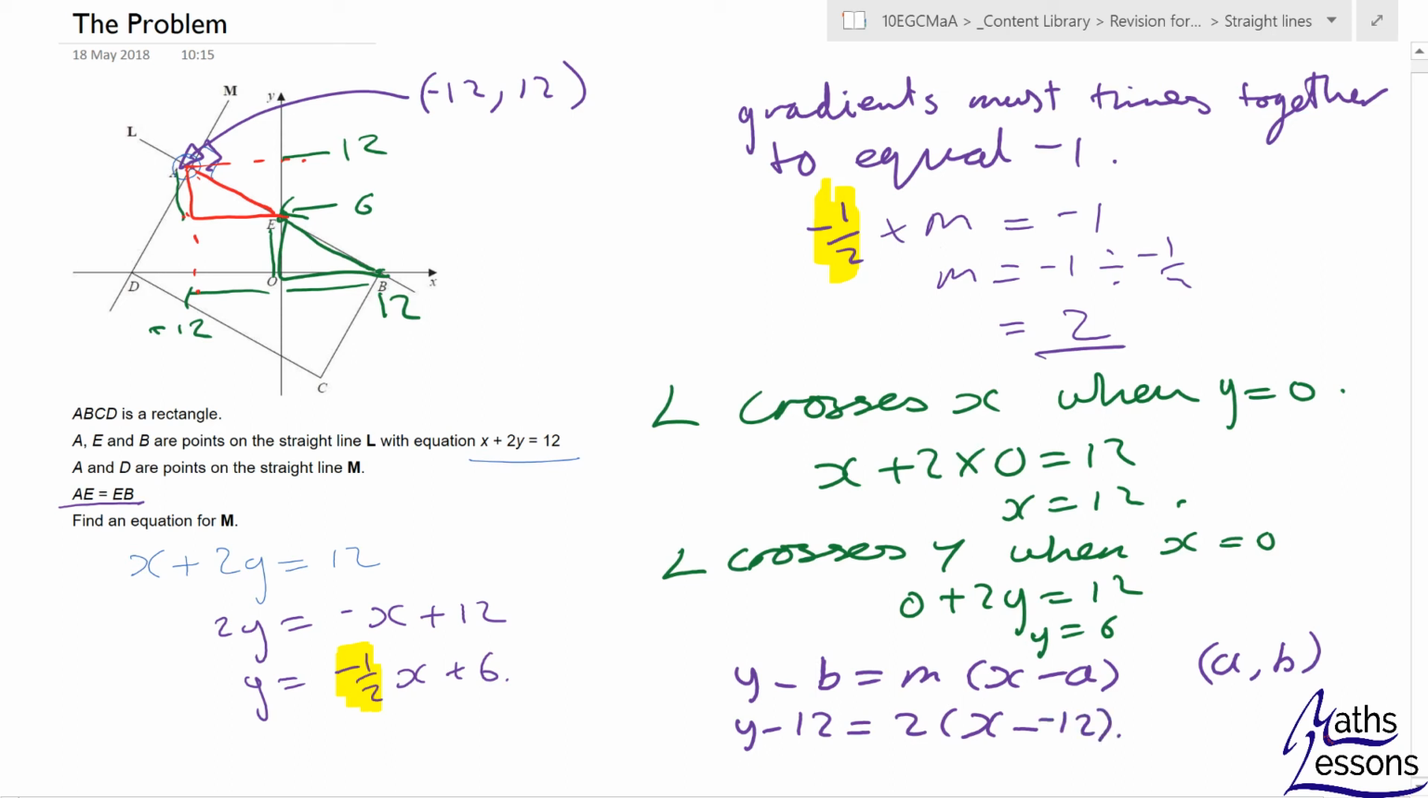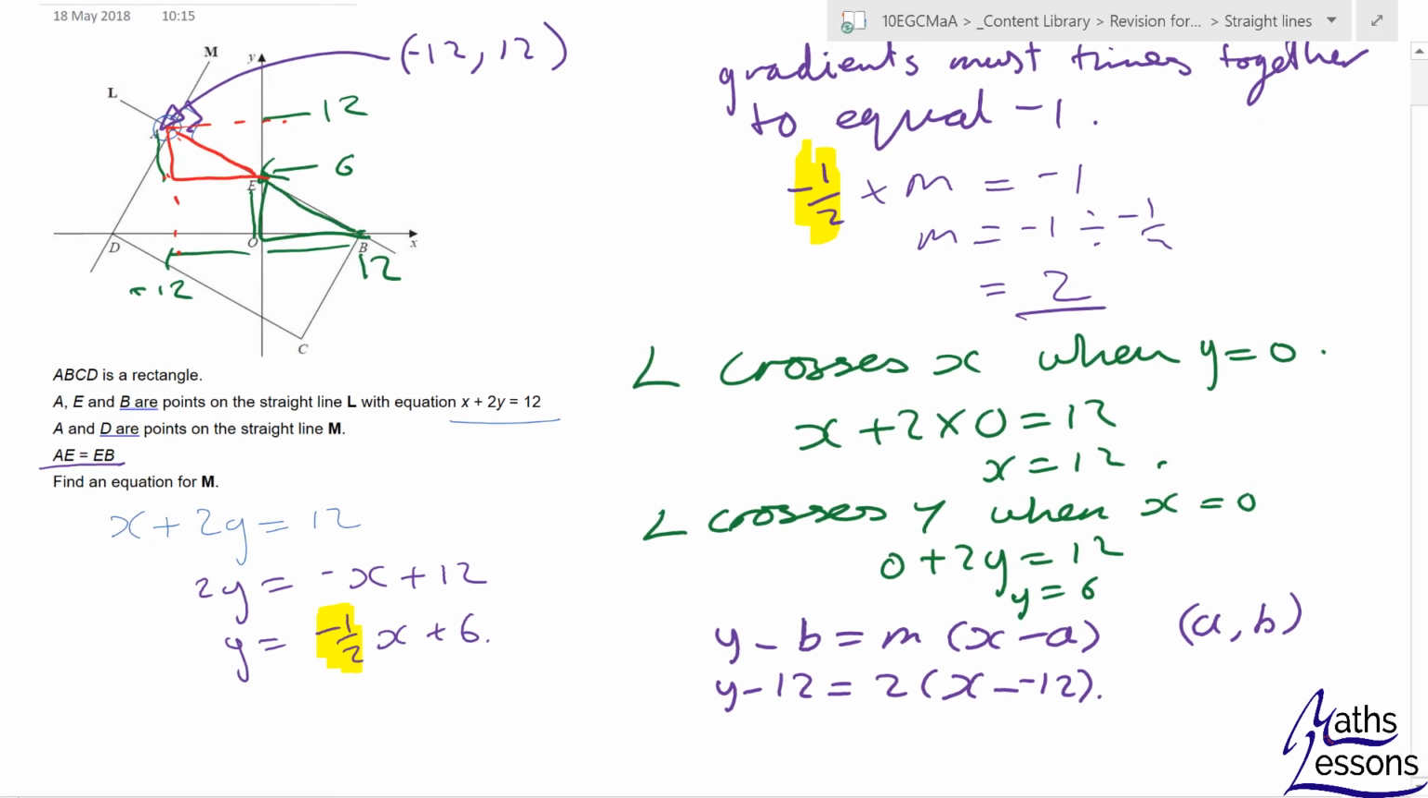And to just finish it off, we could probably simplify that a bit. I'm running out of screen. Let's just see if we can get that on screen. So we get y minus 12 equals 2x plus 24. Minus and minus gives me a plus, times by 2 is 24. And I'm going to add 12 to both sides to get y equals 2x plus 36.